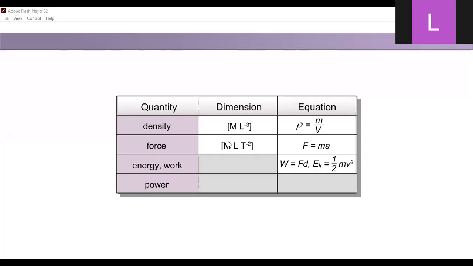So now we look at here, energy. Energy will be Fs, that means force times the distance. So MLT negative 2 times L, that means ML squared T negative 2. Power is work done divided by T. Work done divided by T. Okay, T negative 2 divided by T again becomes T negative 3.